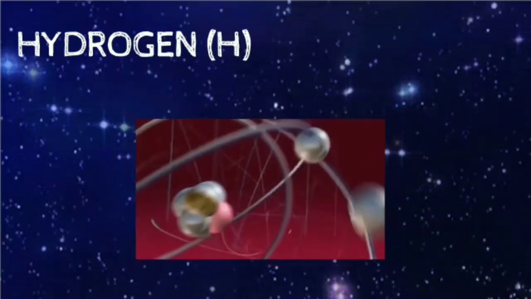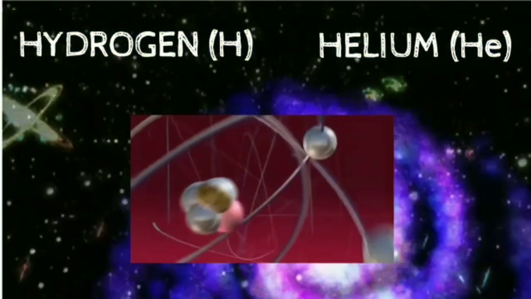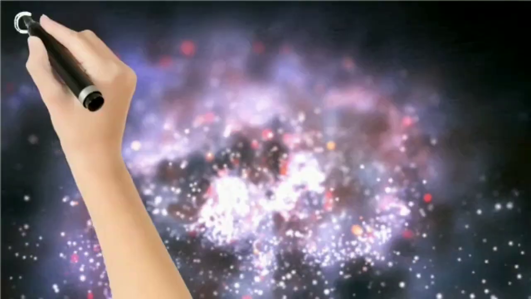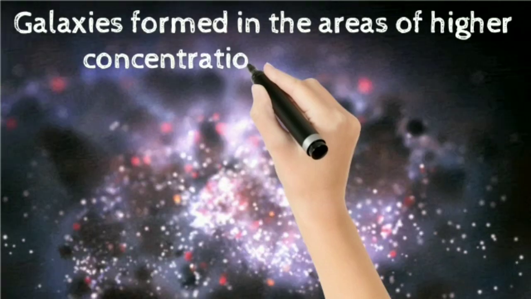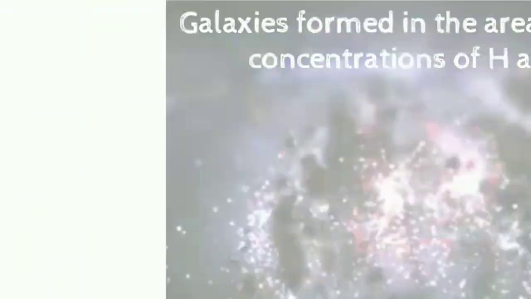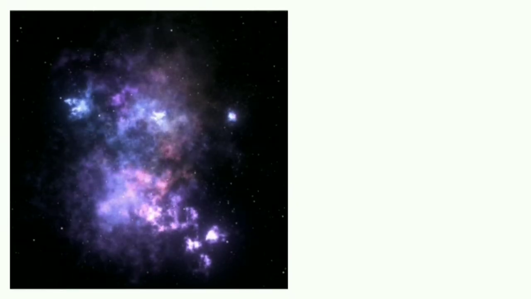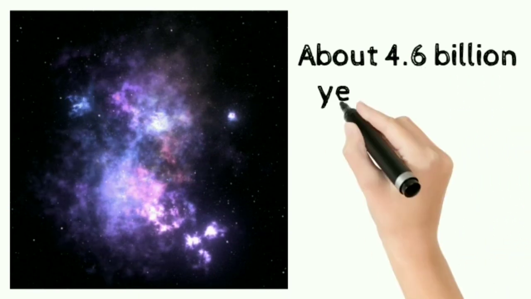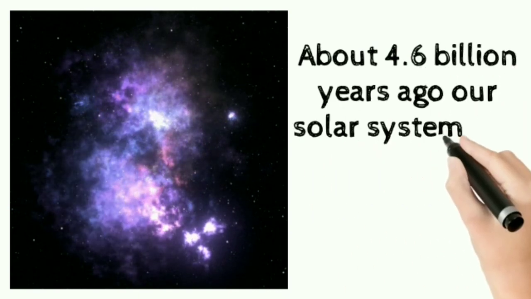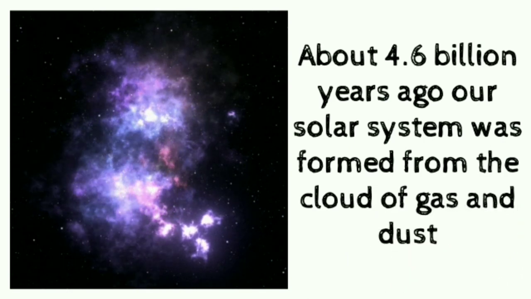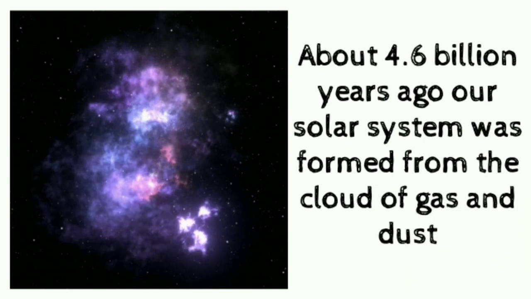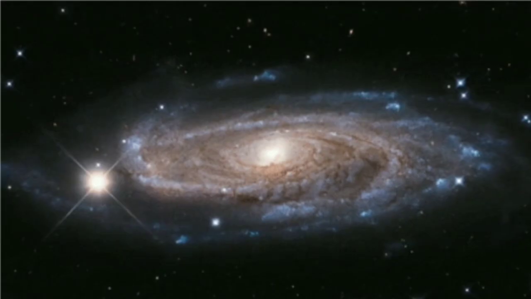The universe was filled with hydrogen and small amounts of helium. As the universe expanded, the galaxies formed in the areas of higher concentrations of hydrogen and helium. About 4.6 billion years ago, our solar system was formed from the cloud of gas and dust which slowly contracted under the mutual gravity of all its particles.